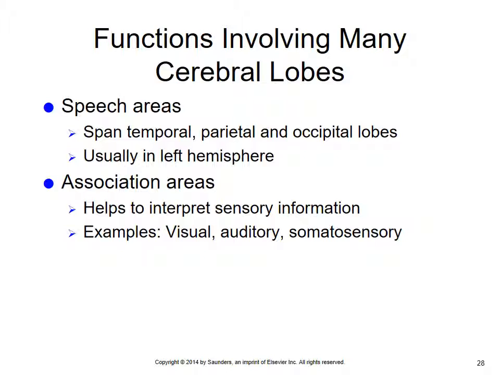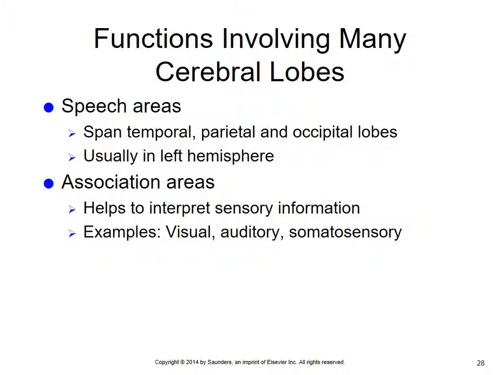Speech areas span the temporal, parietal, and occipital lobes, usually in the left hemisphere of the brain. The association areas help to interpret sensory information. Examples would be visual, auditory, and somatosensory. Injury to the left hemisphere is much more likely to result in speech impairment than injury to the right hemisphere, and the reason being that speech centers are concentrated in the left hemisphere.